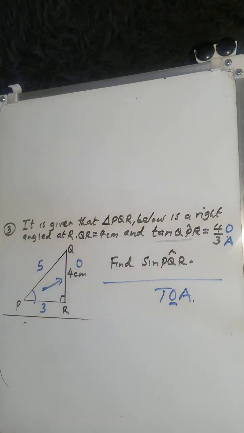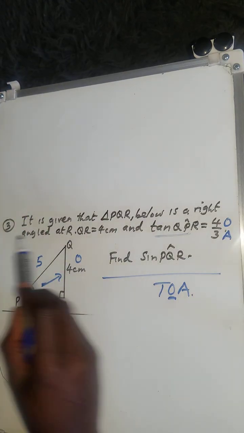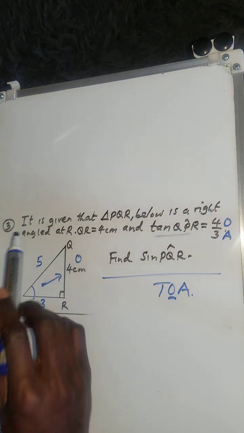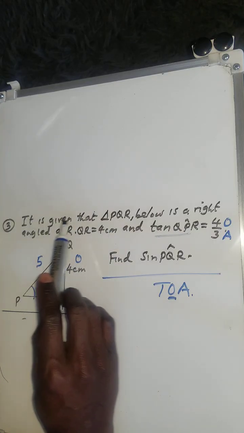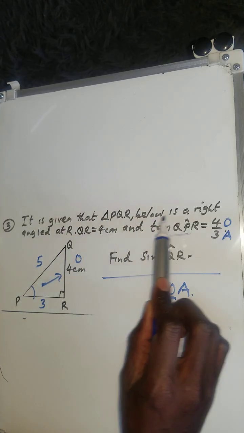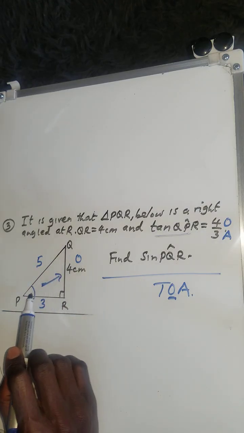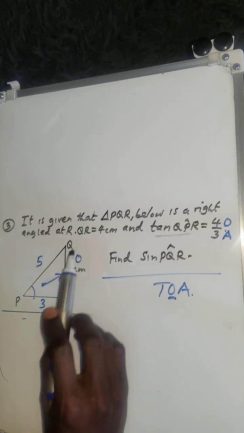So we want to conclude the concept under our trigonometry. Like I ended up on that question, how can you answer such a question? Remember they told you that it is given that triangle PQR is a right angled at R. So you have a right angle there, 90 degrees.